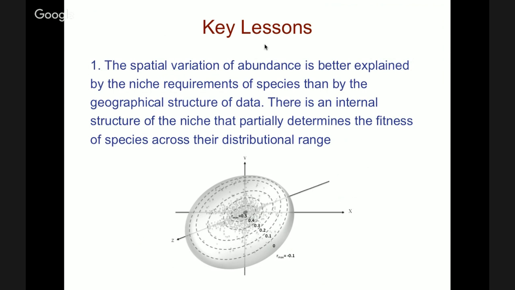So what are the main lessons that we have learned from all these exercises? First is that the spatial variation of abundance is better explained by the niche, the internal structure of the niche, than by the geographical structure of data. So we firmly believe that when abundance is an expression of population fitness, that not in all cases this happens, then the analysis of the internal structure of the niche can give us information about the geographic patterns of abundance.